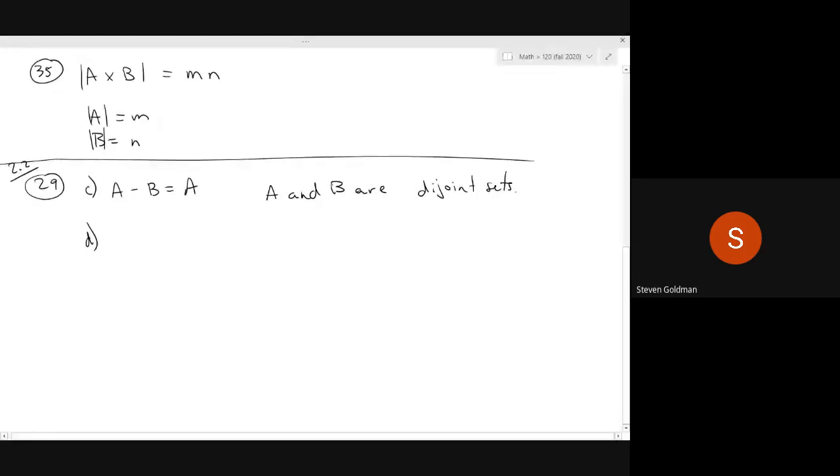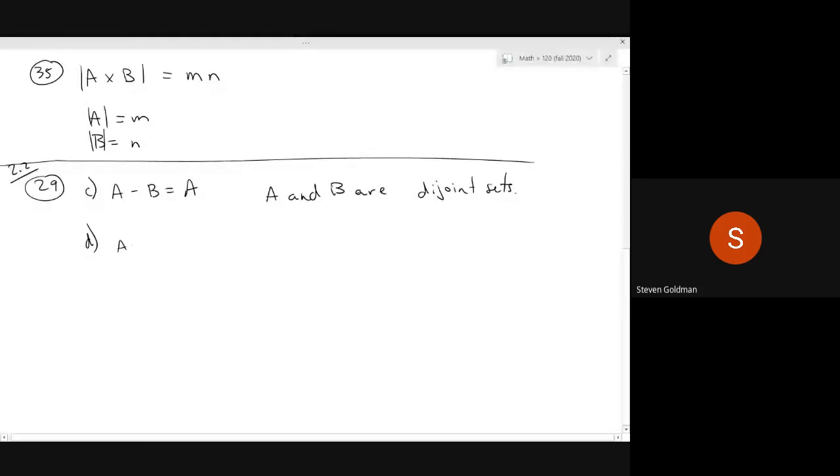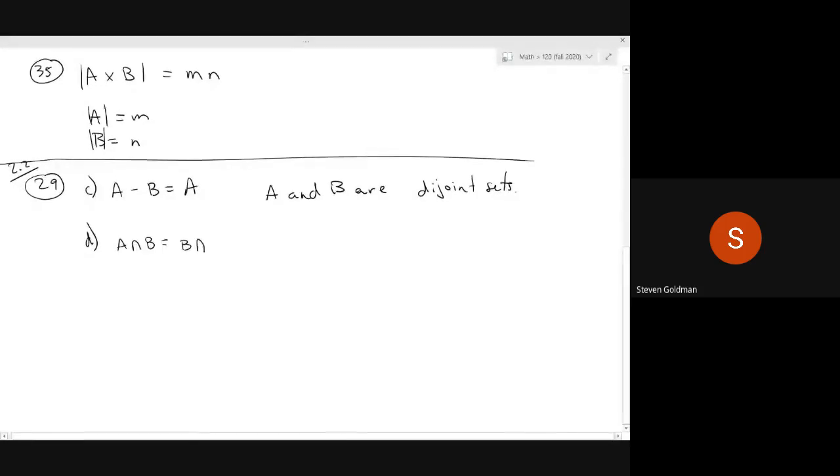Part D is the intersection of A and B equals the intersection of B and A. That really doesn't tell us anything about the sets A and B. The operation of intersection is commutative, so it doesn't matter which one I write first. It's the same thing. Okay, so this really doesn't tell us anything. All right, and E, A minus B equals B minus A.